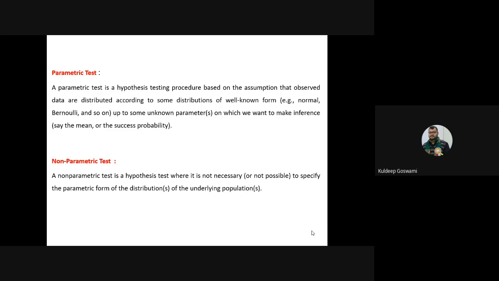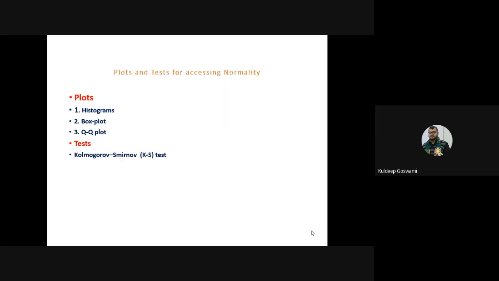But in the case of a non-parametric test, without checking that normality assumption, you directly use that non-parametric test, which means if a dataset follows normal distribution, then also you can use a non-parametric test. If the dataset does not follow normal distribution, then also you can use a non-parametric test. But in the case of a parametric test, the dataset must follow normal distribution.